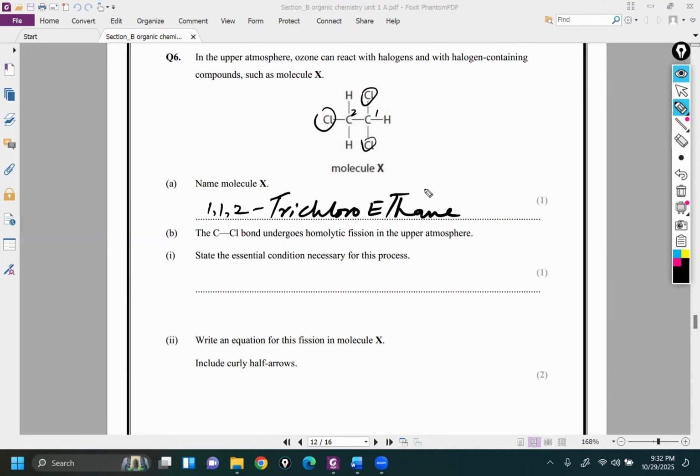The next question is part B. The C-Cl bond undergoes homolytic bond fission in the upper atmosphere. State the essential condition necessary for this process. So it is UV light, ultraviolet light. If you forget this one, you can simply write sunlight. They allow this answer as well.